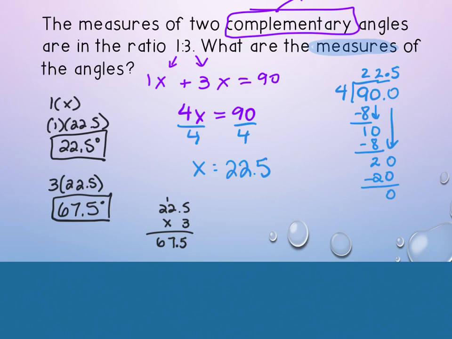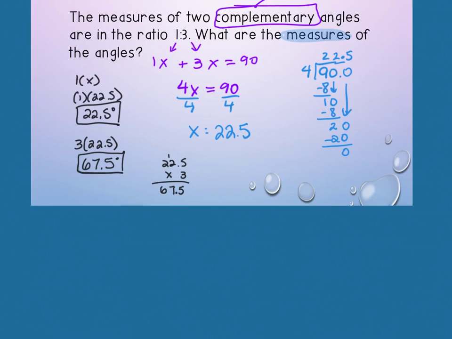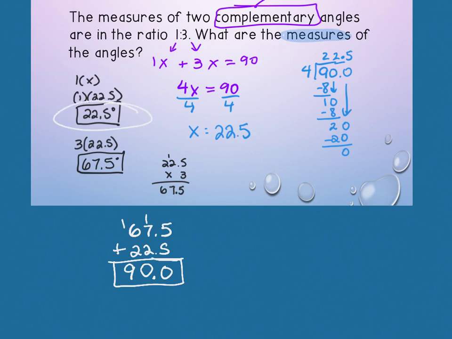Now what should happen when I add those two together? Should be 90, right? So if I check, now I know I'm right. 22.5 and 67.5 would be the two angles.